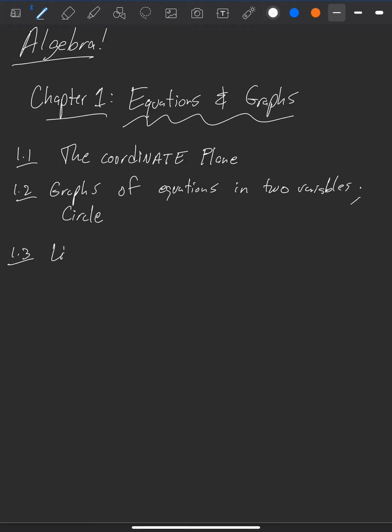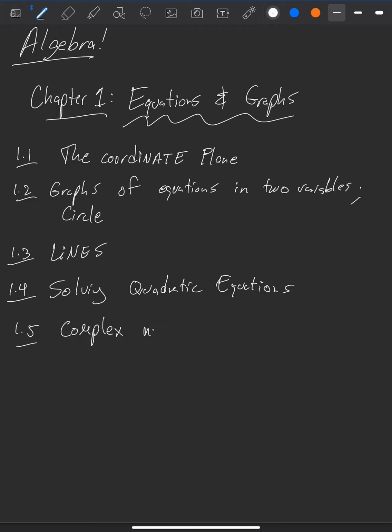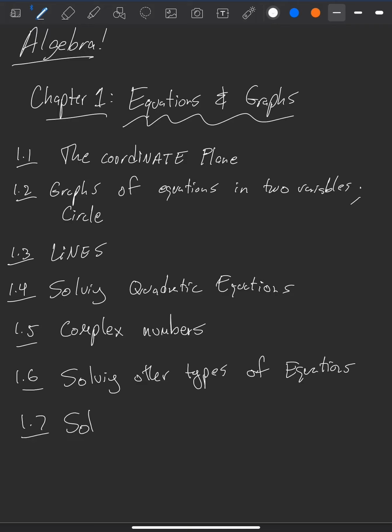1.3 is going to be talking about lines. 1.4, solving quadratic equations. 1.5 is going to pertain to complex numbers. 1.6 is going to contain solving other types of equations. 1.7, solving inequalities. That's always the fun part.